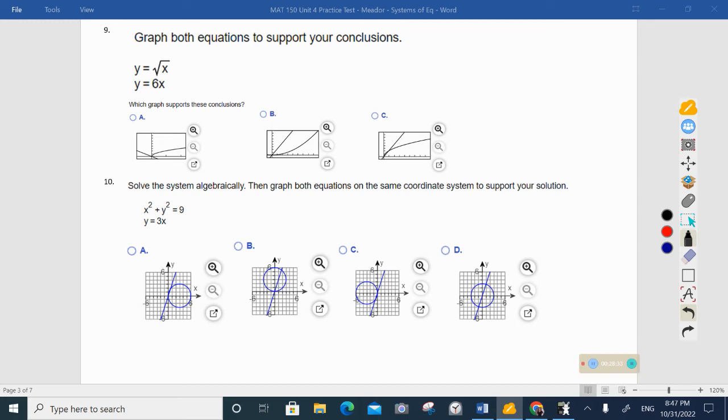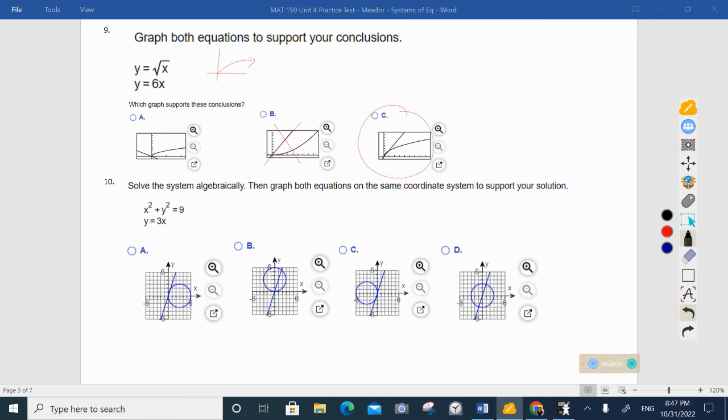Now, this problem, it's the square root of x. If you took pre-cal, you should know square root of x looks like this. So immediately I know B is not the answer. It's either going to be A or C. And then I'm going to graph y equals 6x, which goes through the origin and has a positive 6 slope. So which one is the answer? It's got to be C.